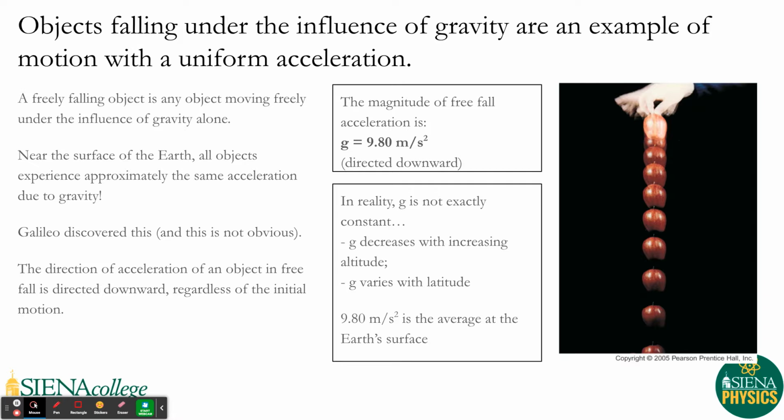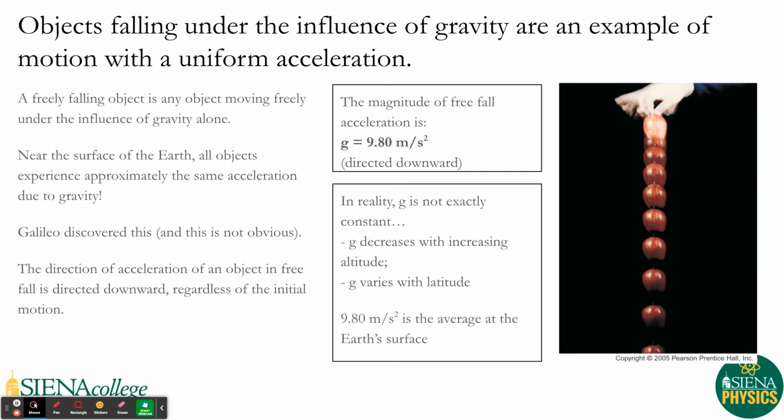So objects falling under the influence of gravity are an example of motion with a uniform acceleration. A freely falling object is any object moving freely under the influence of gravity alone. So we are neglecting drag in this case. Near the surface of the Earth, Galileo discovered that all objects experience approximately the same acceleration of gravity. And when he discovered this, it wasn't obvious that all objects experience the same acceleration of gravity. The direction of acceleration of an object in free fall is directed downward, regardless of the initial motion.